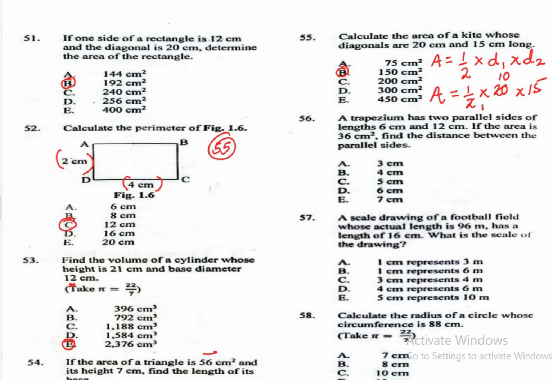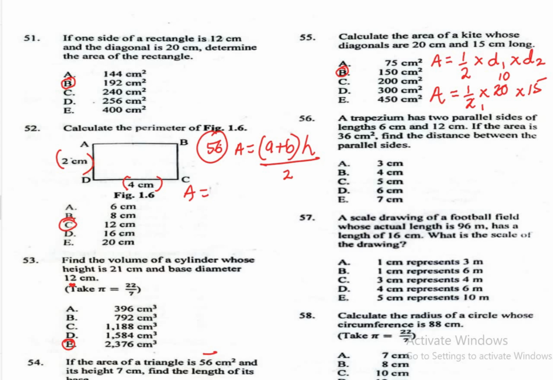Question 56 says, a trapezium has two parallel sides of length 6 centimeters and 12 centimeters. If the area is 36 centimeters square, find the distance between the parallel sides. A 3 centimeters, B 4 centimeters, C 5 centimeters, D 6 centimeters, E 7 centimeters. All right, let's start with the trapezium. The formula for calculating area of a trapezium: A is bracket a plus b close bracket h divided by 2.